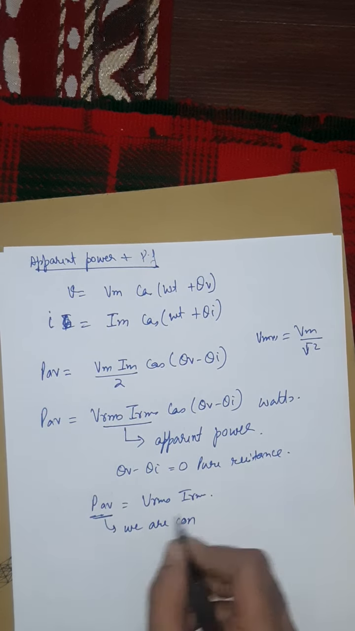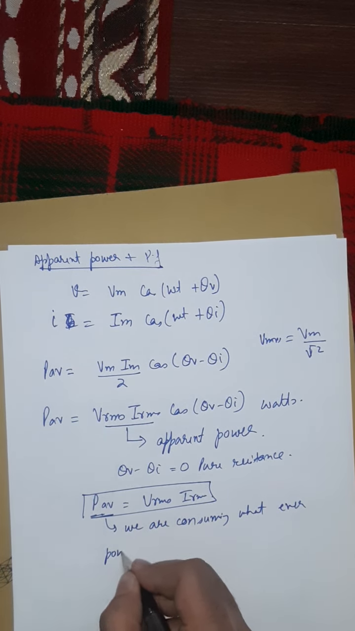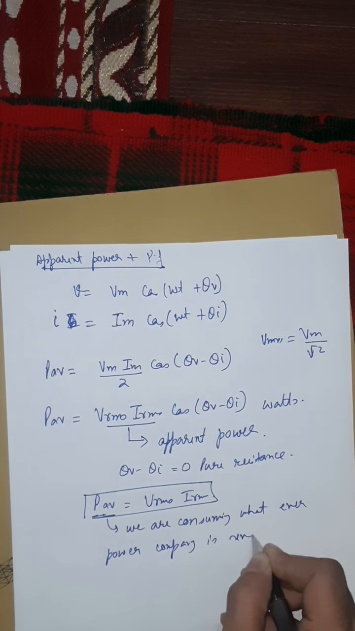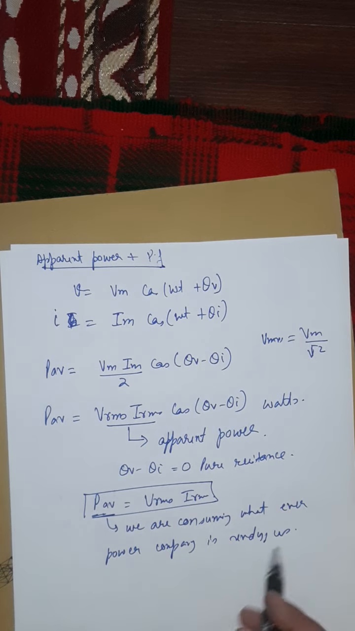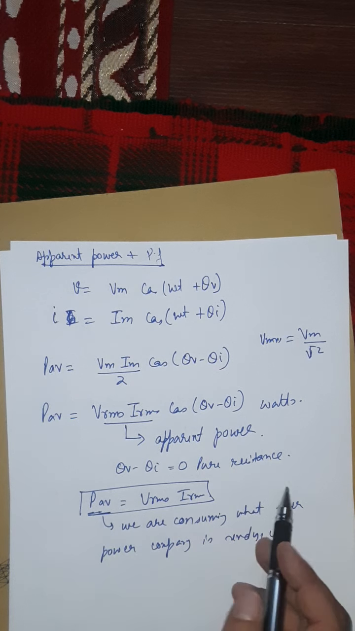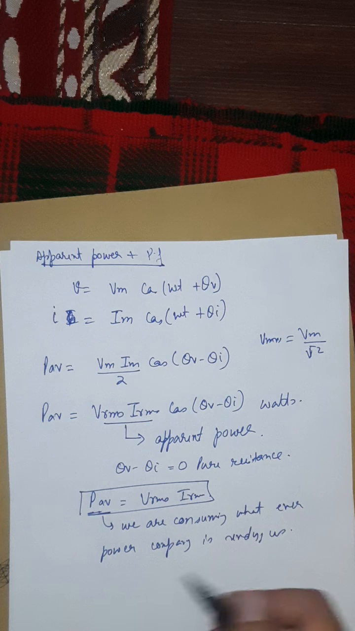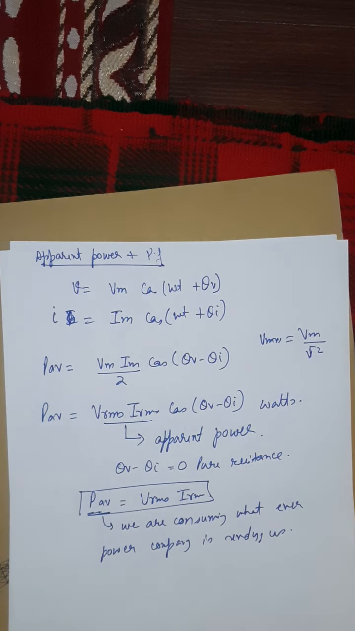because no power is sent back to the source. Okay, because if you see the power curve of a purely resistive load, it is always positive. Positive means no power is sent back to the source. Whatever is coming from the source, we are consuming it.